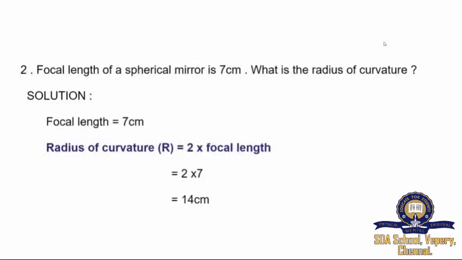Second problem is, focal length of a spherical mirror is 7 centimeter. What is the radius of curvature? Solution. Here we have to find the radius of curvature. The data is given, focal length is equal to 7 centimeter. Radius of curvature is equal to 2 into focal length. They have just modified the focal length formula. So 2 into focal length value is 7. So 2 into 7 is equal to 14 centimeter.